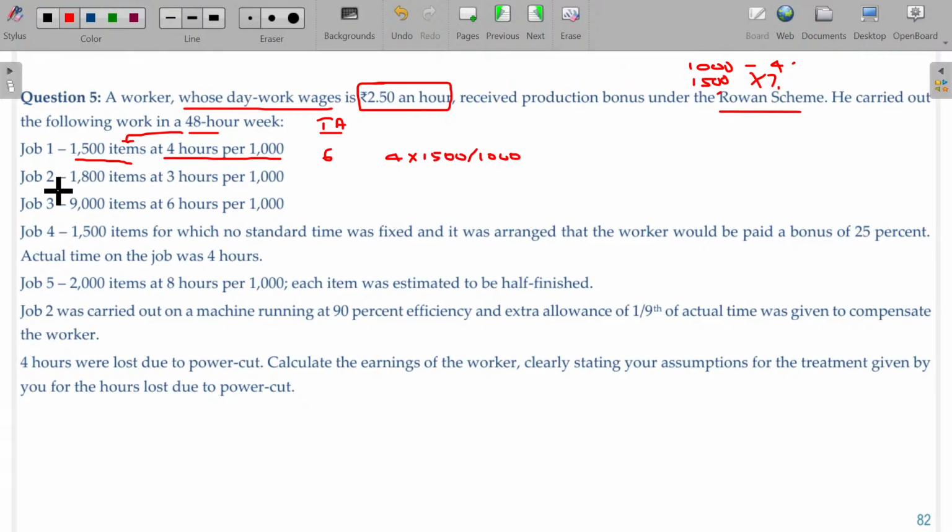Similarly, for job 2, 3 hours needed for every 1000, but he has completed 1800 units. So 3 into 1800 divided by 1000. What is the time allowed here? 5.4. Job 3, 9000 items produced where 6 hours required for every 1000. For every 1000, 6 hours needed. 9000 means 9 times higher number is required. This being 54.